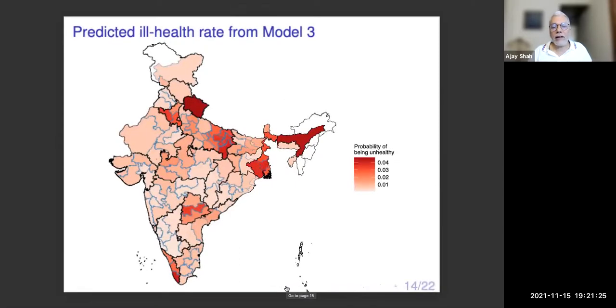Okay, and this shows us the intra-India variation of the ill health rate for that same person. So now we have controlled for income, we have controlled for age structure.